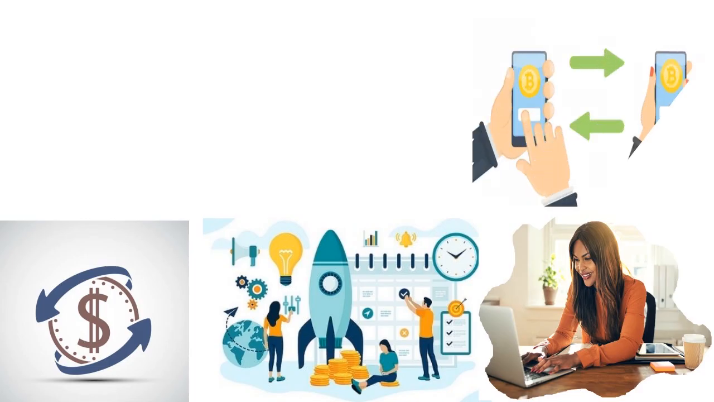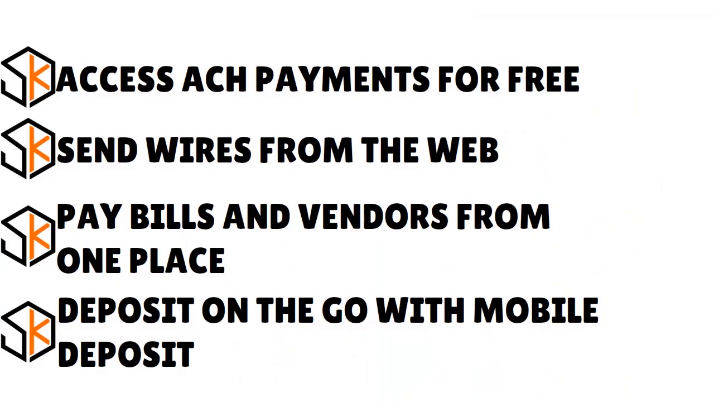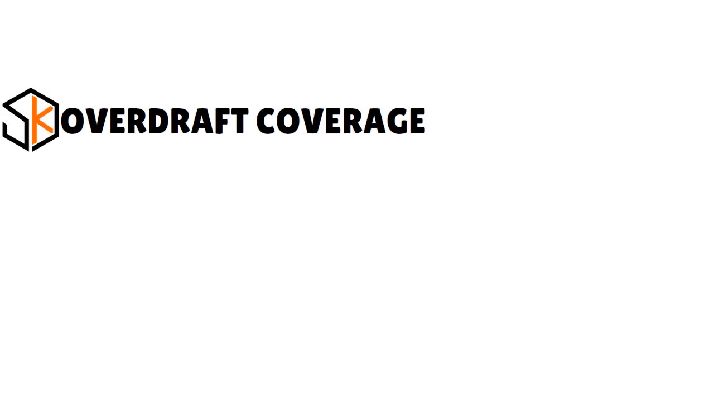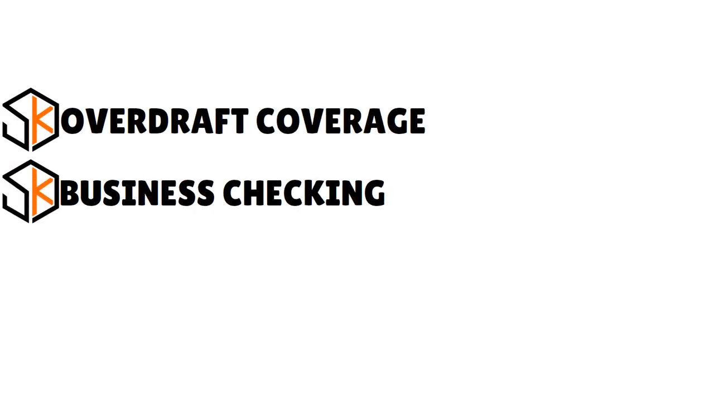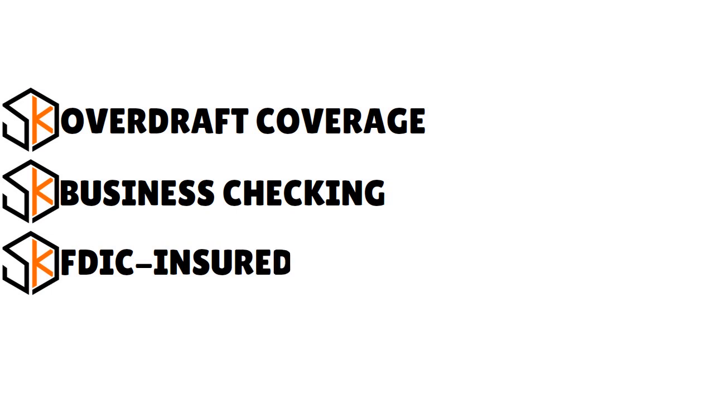You also have additional features for your business if you are on the enhanced checking account. So this is kind of cool. Let's go a little deeper here. You have digital money movement. You are able to access ACH payments for free, send wires from the web, and pay bills and vendors from one place. You can also deposit on the go with mobile deposit. You have overdraft coverage, you have business checking, and you also have FDIC insurance.